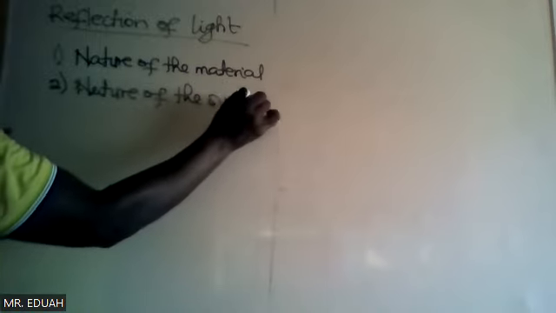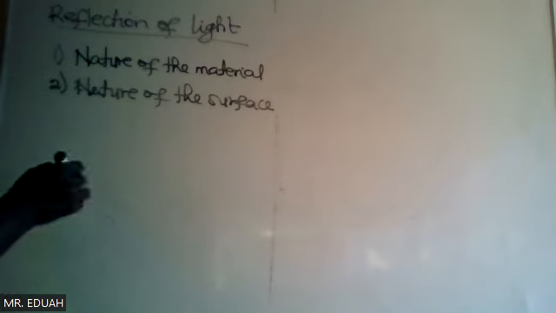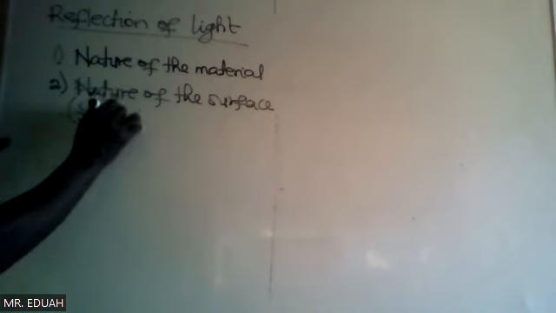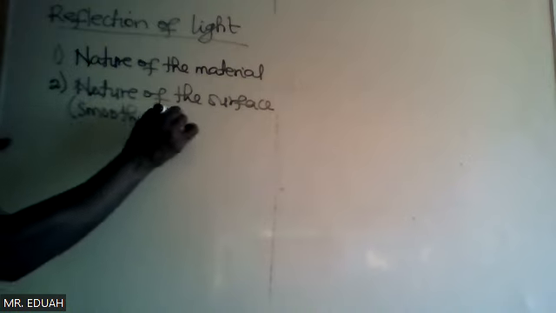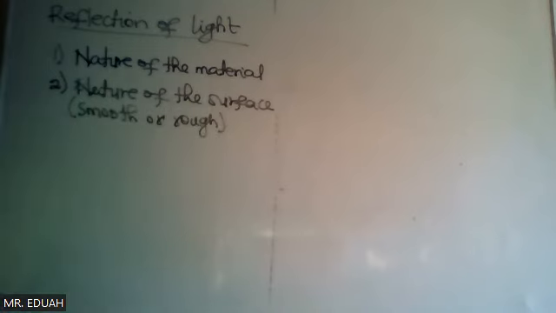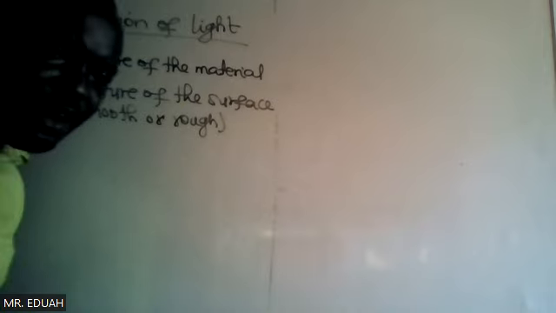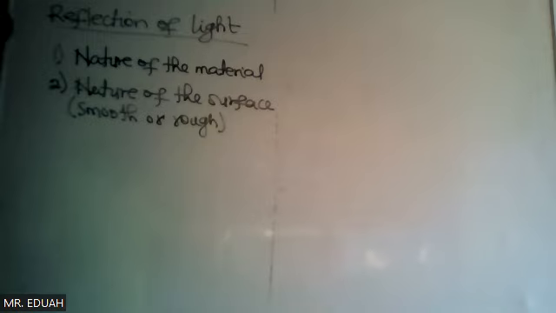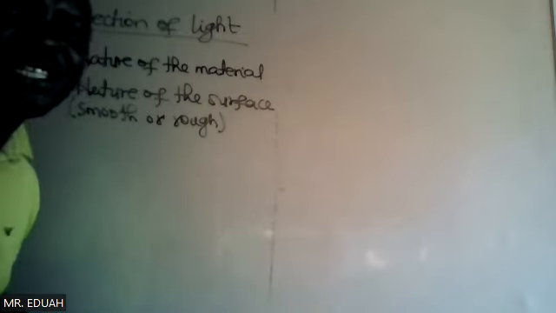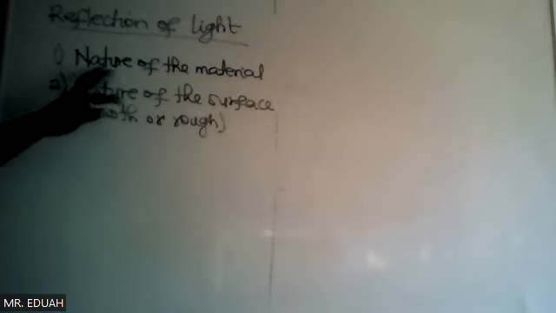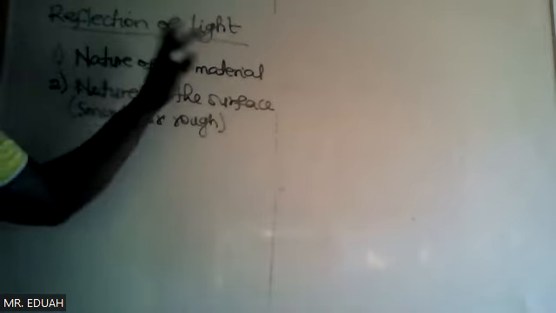The surface where light actually interacts. How is it like? Is it smooth or rough? If the surface is so smooth, then we expect a greater percentage of the incident light being reflected. If it's rough, then parts will be reflected, but the reflection will be scattered. So these are the factors on which reflection of light depends.